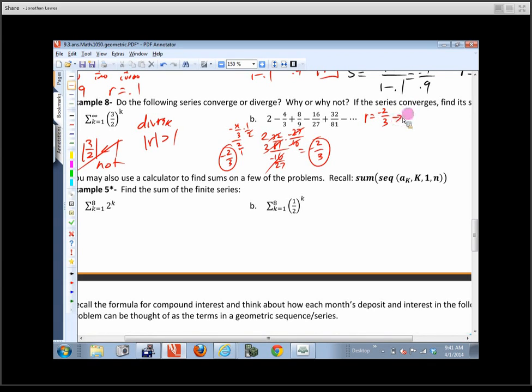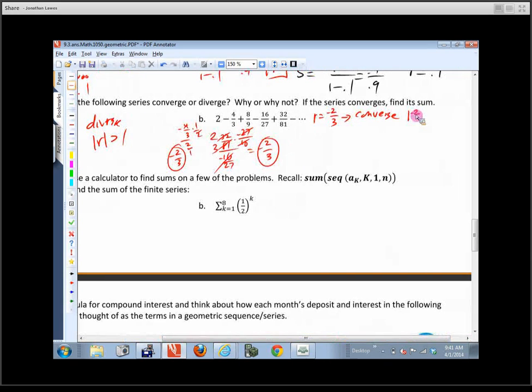Converge or diverge? Converge. Because if I put that in absolute value, it's less than 1. The absolute value of negative 2/3 is less than 1. So all I need to do is find the sum. Only 2 things are needed. The first term is 2. 1 minus the common ratio. Let's make sure we get this right. That's negative 2/3, so that means I'm going to be adding 2/3. So this is 2 over 5/3. Correct me if I'm wrong.